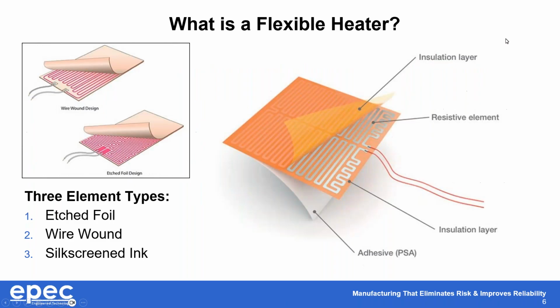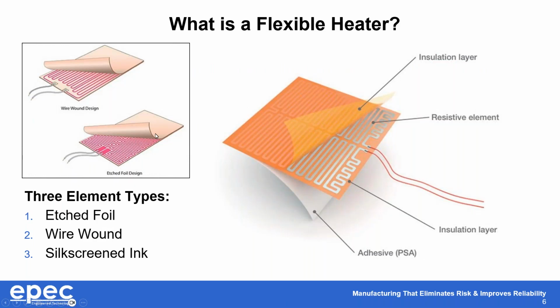So what is a flexible heater? As I said before, a flexible heater is nothing more than a resistive element sandwiched between two layers of insulating film. This slide here showcases the two primary element types that we can support. The first is a wire wound design, which is in the upper left portion of this screen here, and then an etched foil design here.